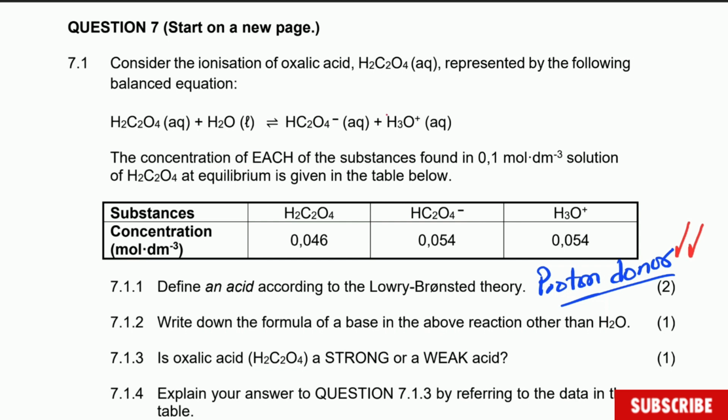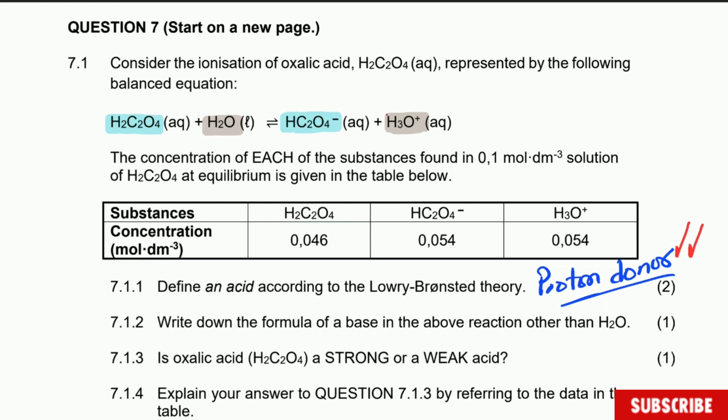Write down the formula of a base in the above reaction other than H2O. So let's quickly identify here the acid and the bases for everyone. To do this one, we're going to determine the families from reactants to product. For instance, you can see that this one and this one are a family, and then we have that these other substances are a family as well. So we're going from reactants to product.